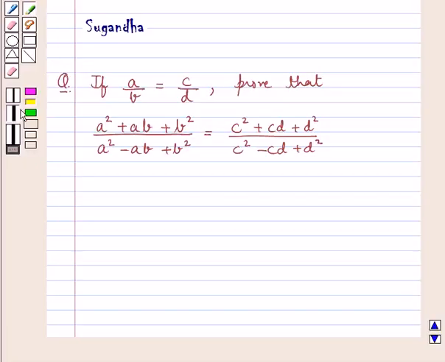In this session, we discuss the following question which says, if A upon B is equal to C upon D, prove that A square plus AB plus B square whole upon A square minus AB plus B square is equal to C square plus CD plus D square whole upon C square minus CD plus D square.